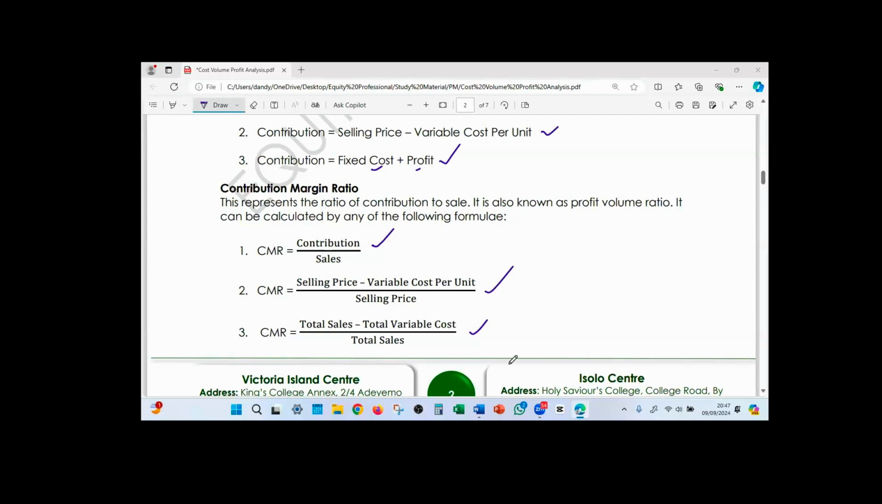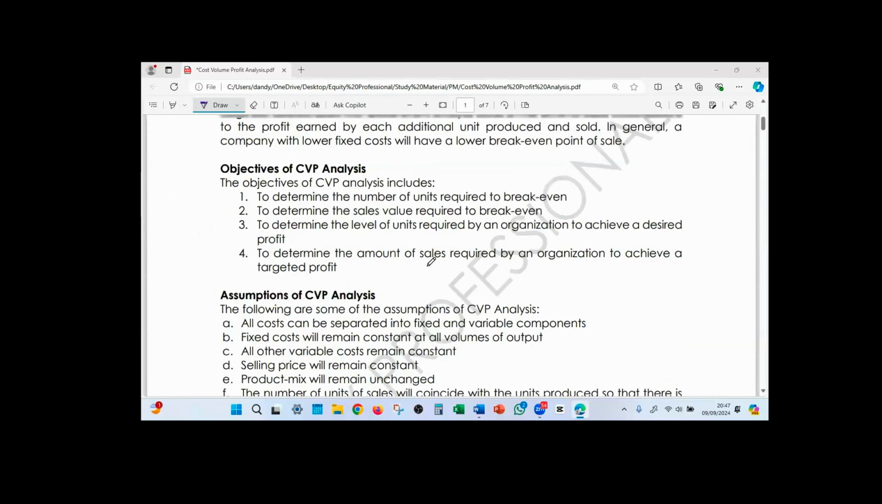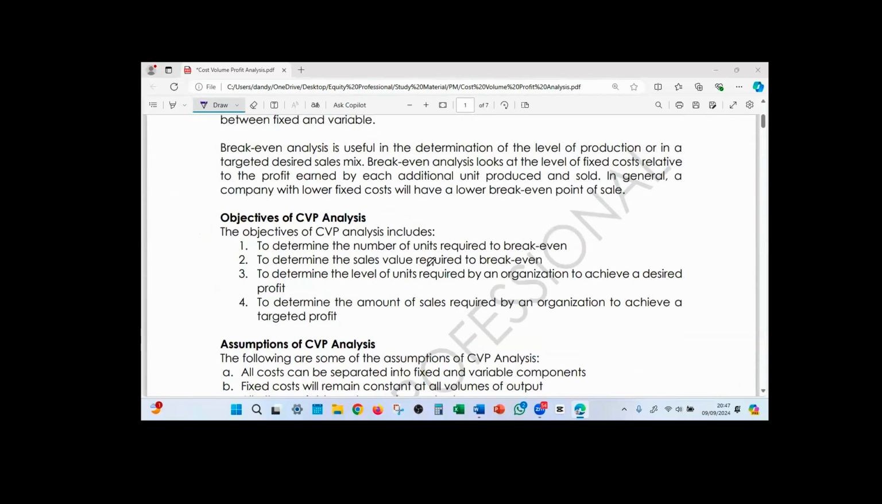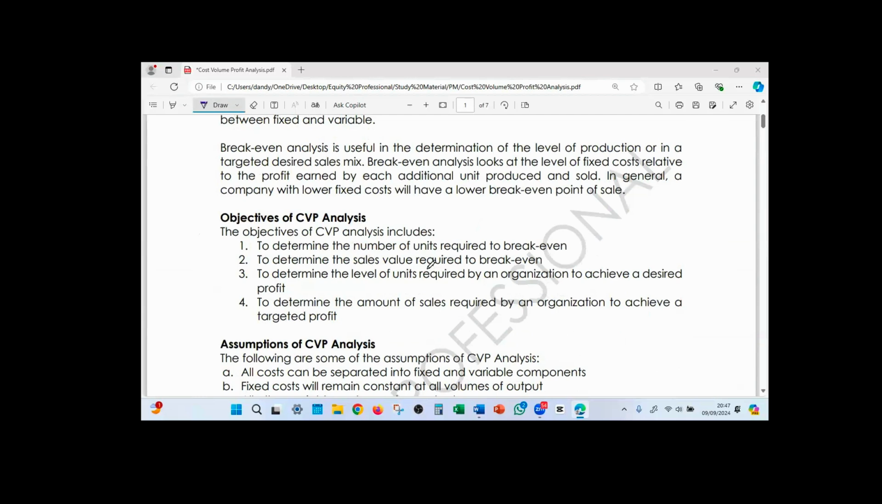So now, earlier on, I mentioned the objectives of CVP analysis in part of my introduction of this topic. There are 4 key objectives that CVP analysis wants to achieve. One objective is to determine the number of units required to break even. Like I said, CVP analysis, break-even analysis is practical.